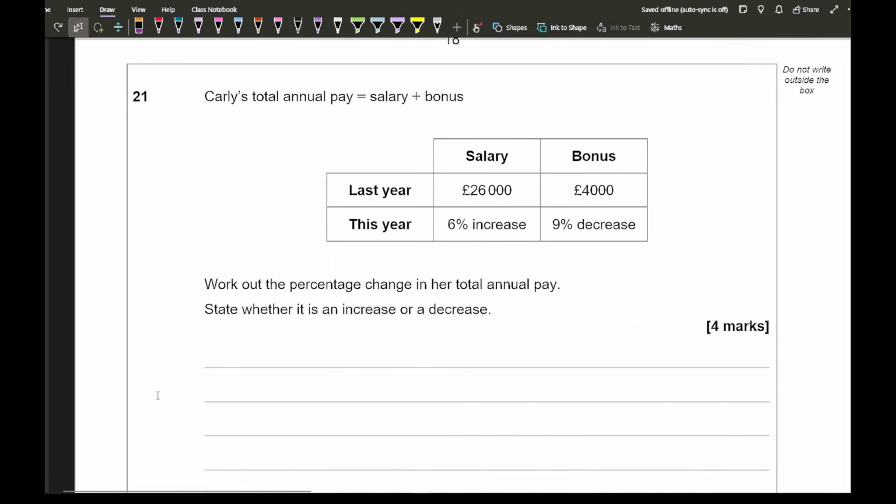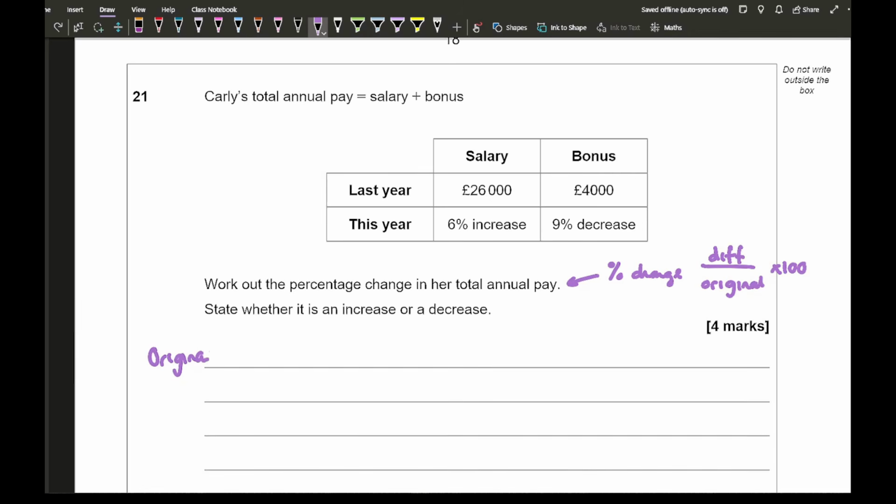Moving on to question 21, it says Carly's total annual pay is equal to the salary plus the bonus. Work out the percentage change of her total annual pay. State whether it's an increase or a decrease. Now percentage change, the formula for this is the difference divided by the original, multiplied by 100.